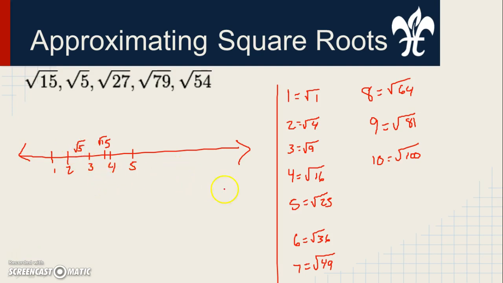Square root of 27 is between 25 and 36. So it's somewhere between 5 and 6. 79 is somewhere between the square root of 64 and the square root of 81. So that is going to be somewhere between 8 and 9. So square root of 79. And the square root of 54 is between 49 and 64. So it's between 7 and 8. This is the square root of 54.